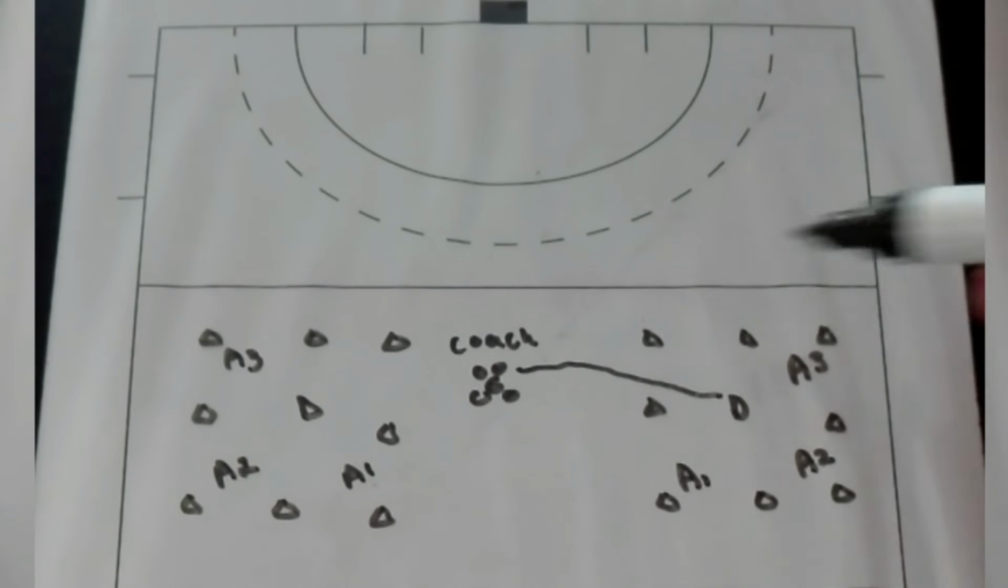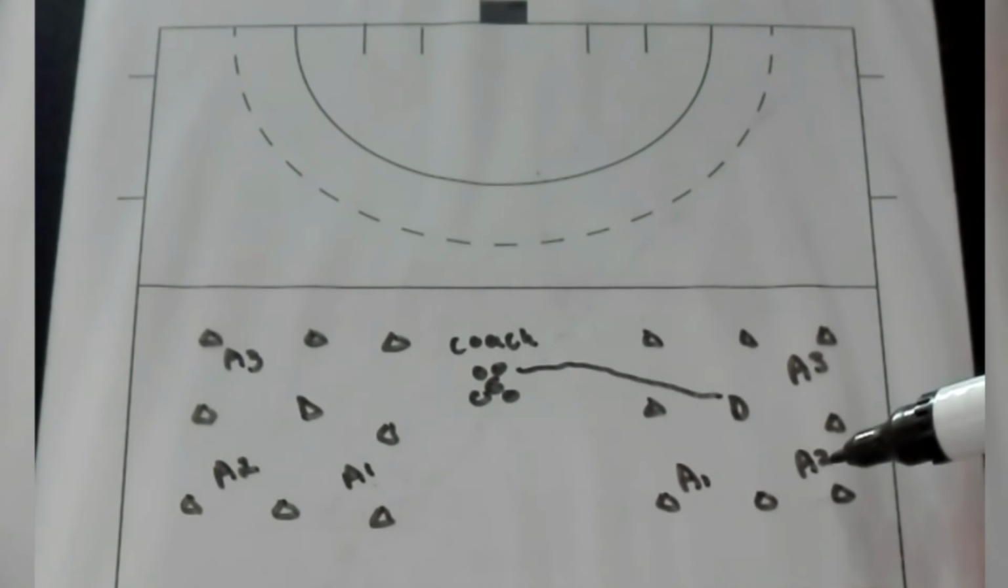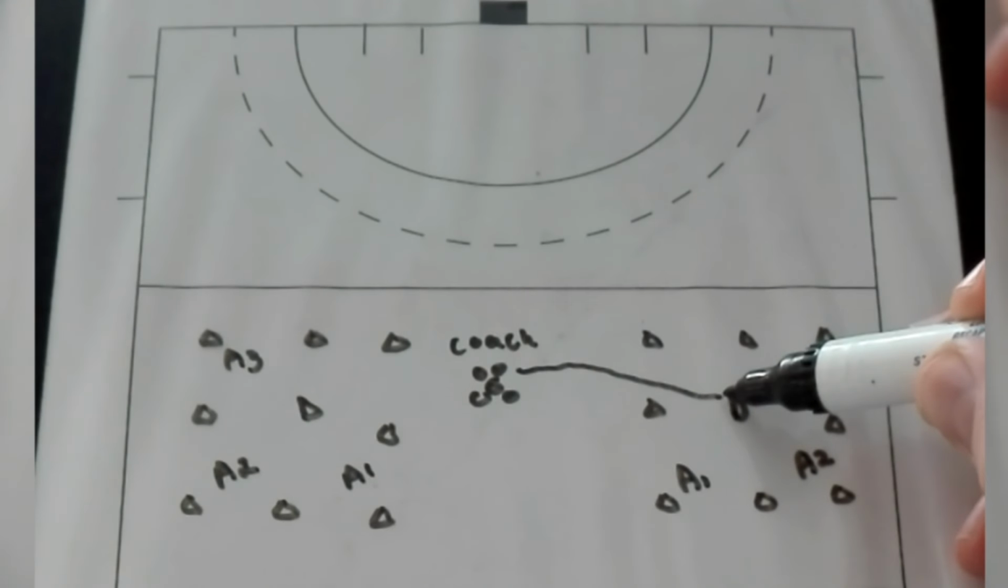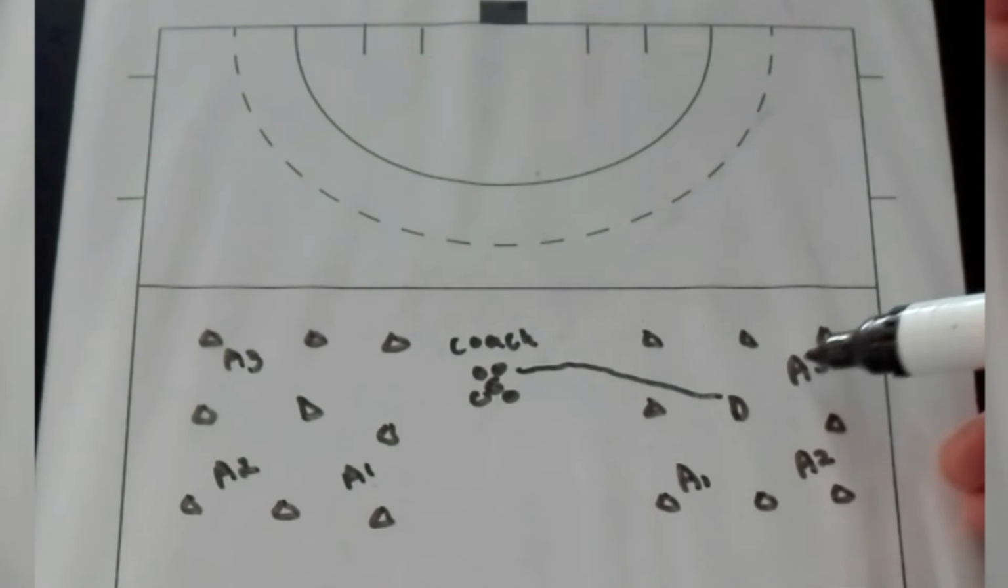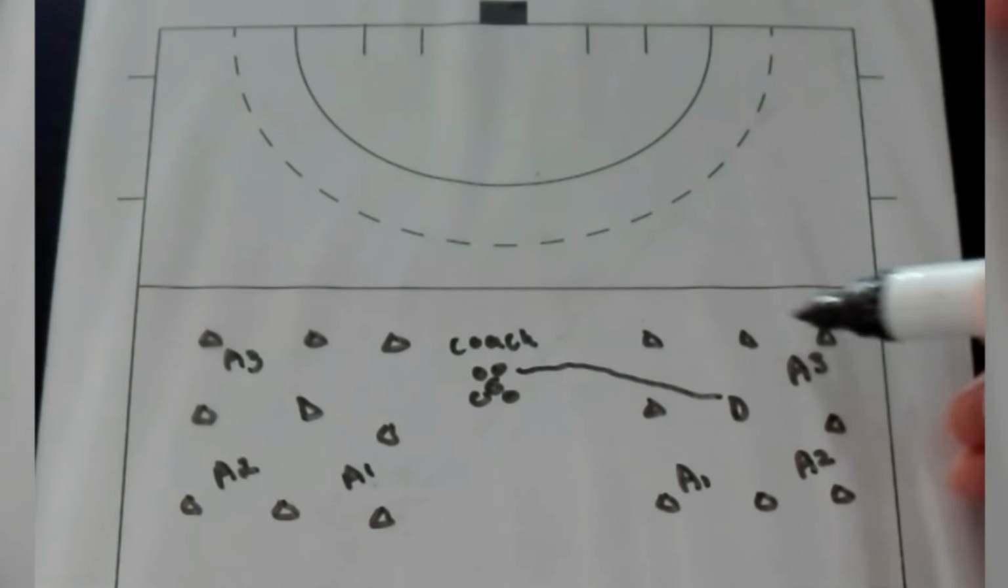square box with the cones around. These three attackers can only press the defender as soon as he or she gets the ball. The defender's job is to keep the ball as much as possible and as long as possible in this square block.